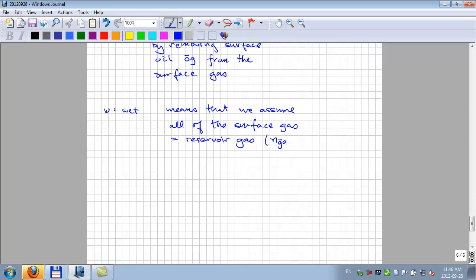All of the surface gas equal to the reservoir gas. Okay? And that surface gas volume is wet because we still have the condensate there. Okay? It's a wet surface gas, because it still contains what is actually going to become this valuable condensate liquid.